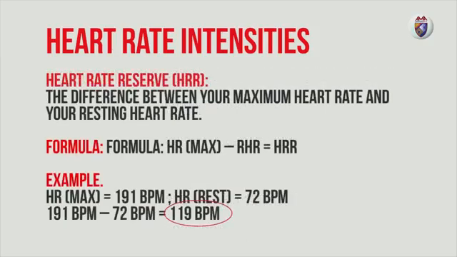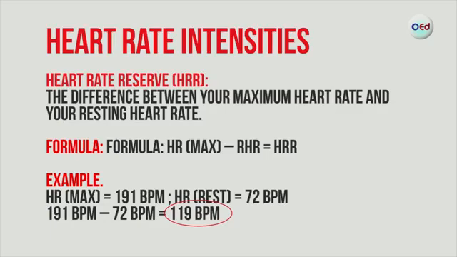The second way of measuring your heart rate intensity is by calculating for your heart rate reserve or HRR. This is simply the difference between your maximum heart rate and your resting heart rate. Knowing the heart rate intensity helps you to reserve energy for the next level of your exercise program. The formula for computing your heart rate reserve is this: maximal heart rate or your heart rate after exercise minus your resting heart rate is equal to your heart rate reserve or HRR.